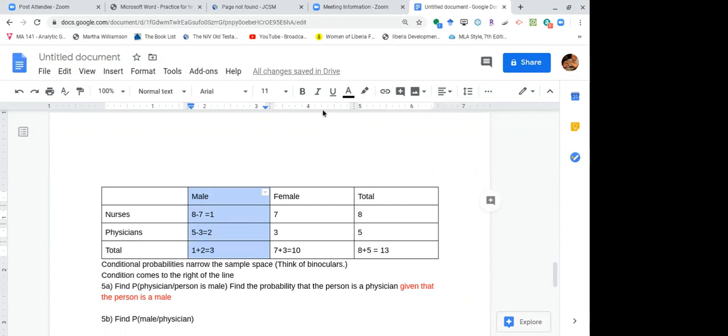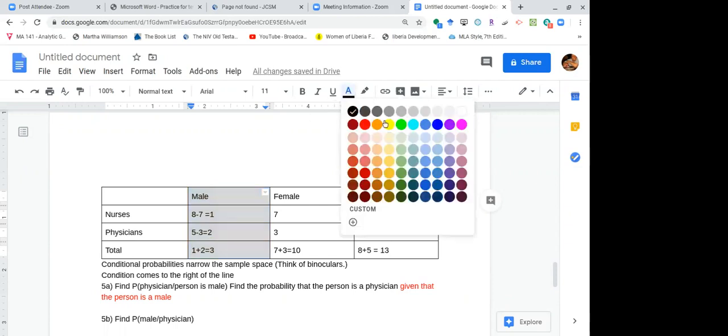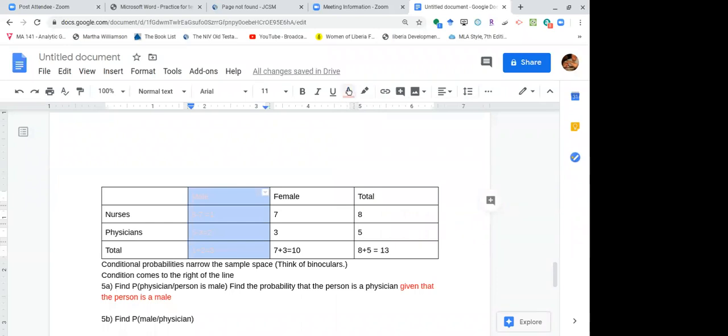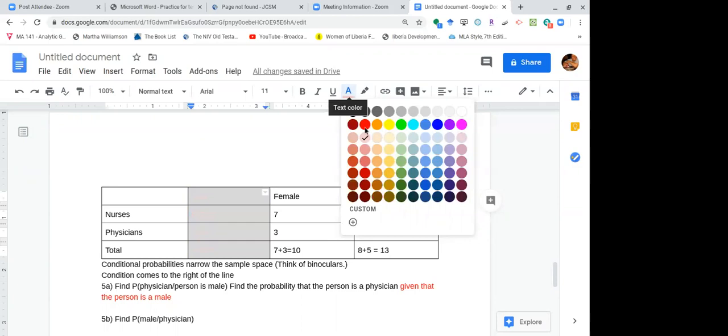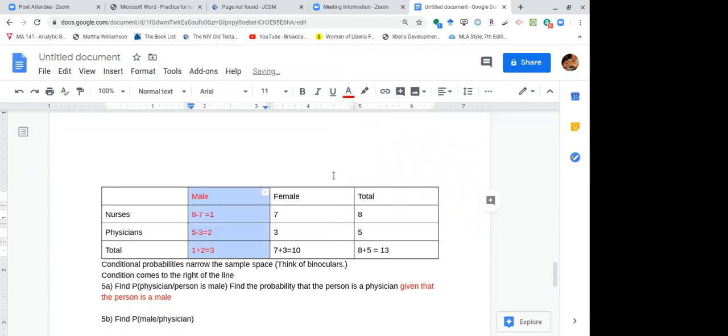Let's do a darker red. Okay, so given that the person, see this? So you match this condition. Now you ignore the rest of this. You focus on the red. Given that the person is a male. So now it says, find the probability that the person is a physician, given that the person is male.